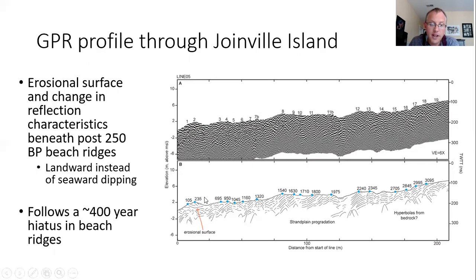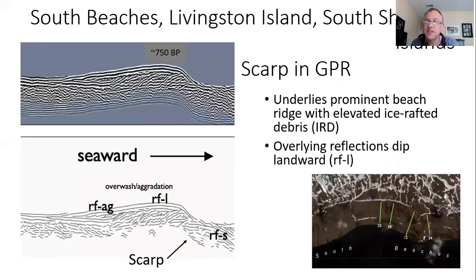However, within the last 400 years, we actually see a change in the GPR character, where we get an erosional surface onlapped by landward instead of seaward dipping beach ridges. In addition, as we can see through most of this time period, we get a beach ridge formed about every 100 to 150 years. But we're missing 400 years of beach ridge development here between about 700 and 200 years ago.